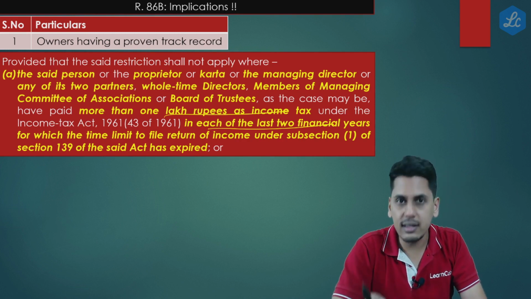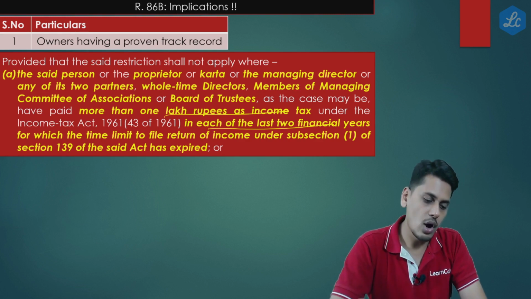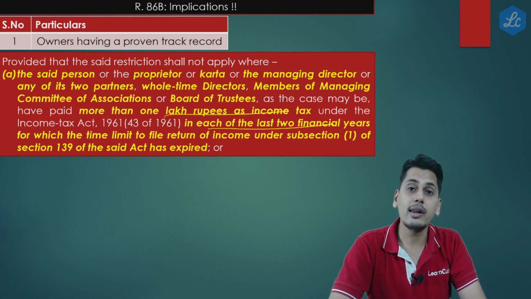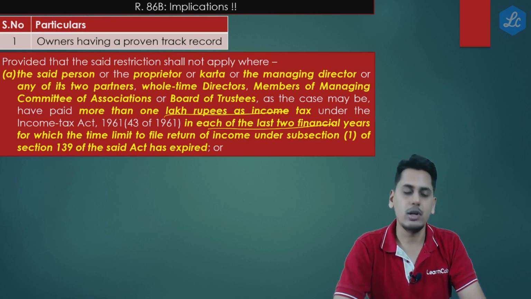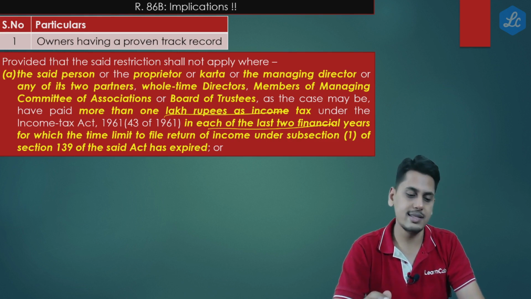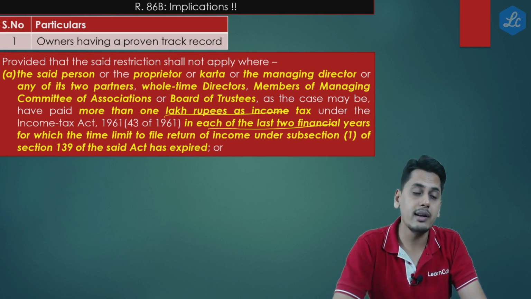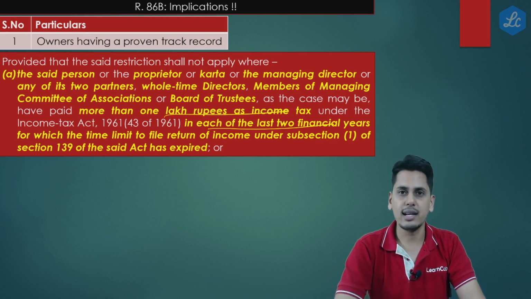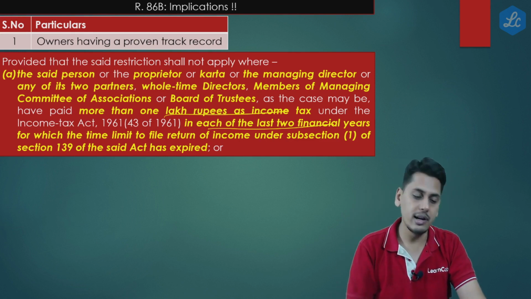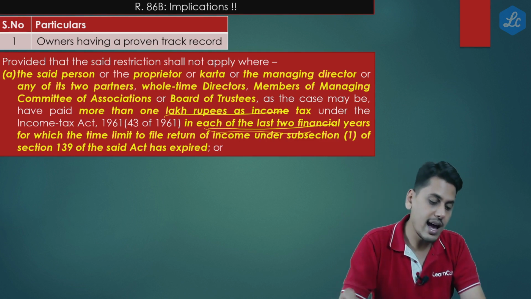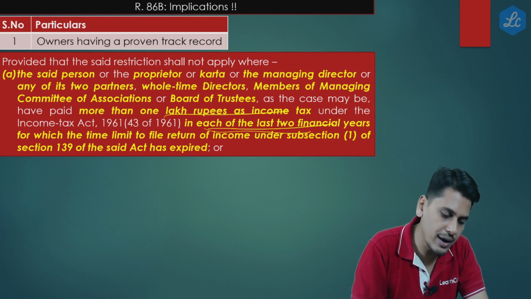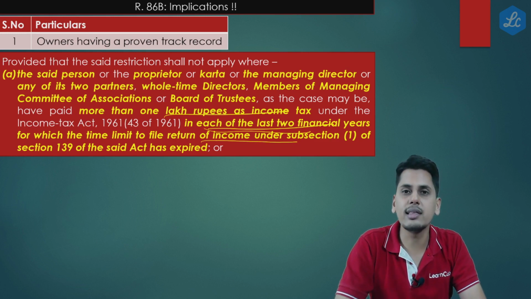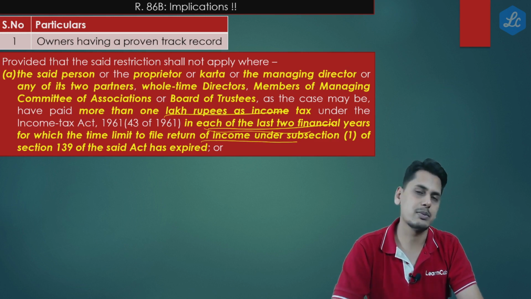So friends, either the said person or the proprietor or karta or managing director or any of its two partners or two whole-time directors or two members of managing committee of associations or two board of trustees, as the case may be, if they have paid more than 1 lakh rupees as income tax, now the wordings are very, very important, in each of the last 2 financial years, for which the time limit to file the return of income tax under 139 subsection 1 has expired.